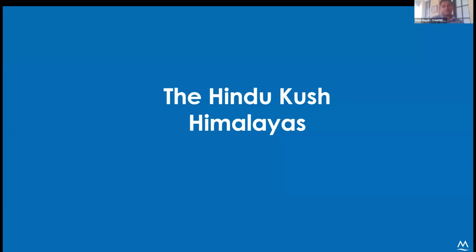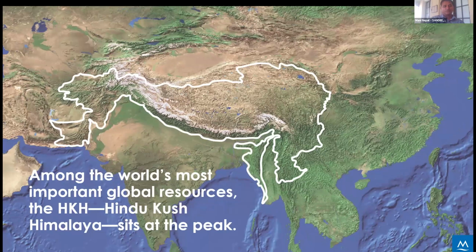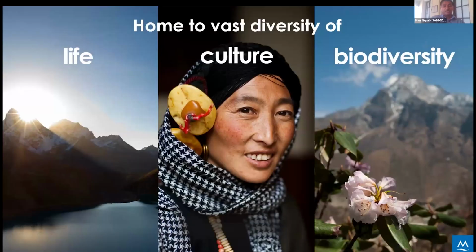So let's start with the Hindu Kush Himalaya region. This is a map of the region where Ishimoto works. It is a beautiful, beautiful region where you can see snow-capped mountains, but it is also a place with a diversity of life, diversity of culture, everything, right? Biodiversity, geographical diversity, and many other diversities.